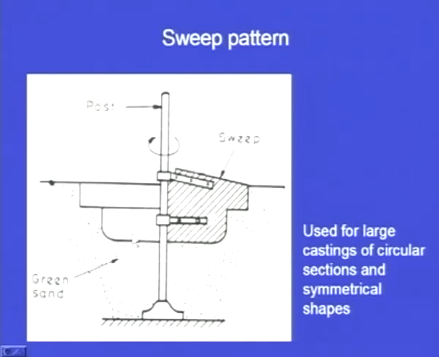Whatever is done so far is done in the drag box. Now we place the cope box over this. Then we make a provision for the sprue, the gating system, and the riser. Then we pour the molten metal, and the required casting is obtained.